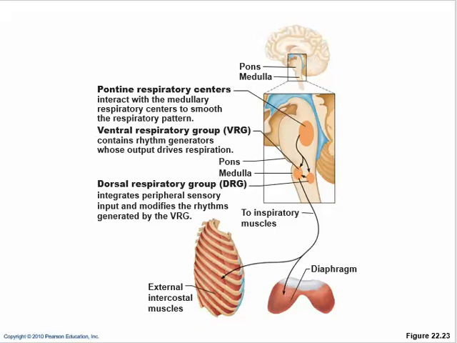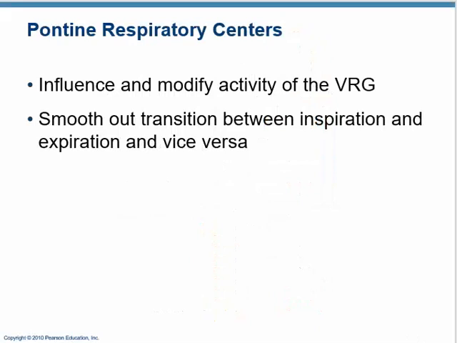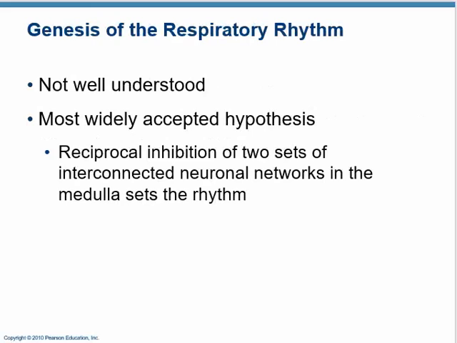and they control the base rate of breathing. Now, in the pons, there is a group called the pontine centers. What they do is they modify the activity of the ventral group. So the ventral group will set the pace. But the pons will make it speed up or slow down and smooth out the transitions, depending on what's necessary and what's going to happen.